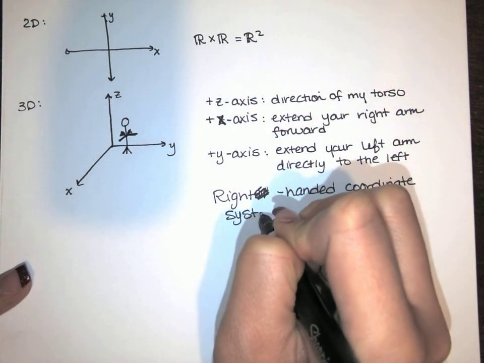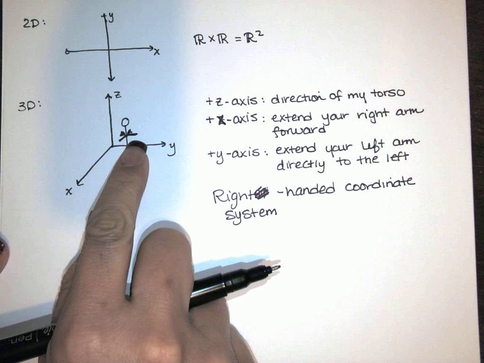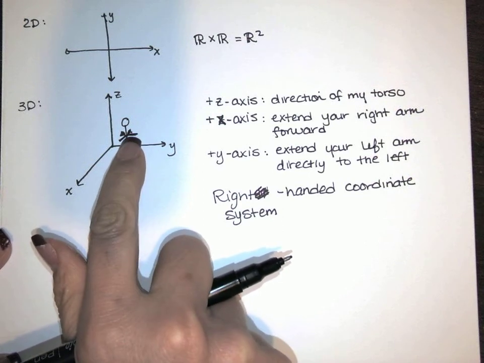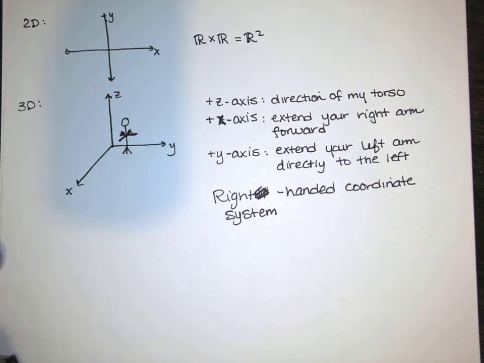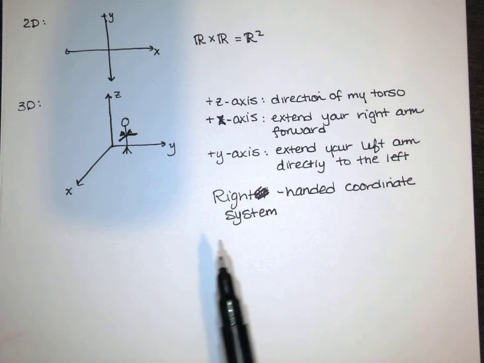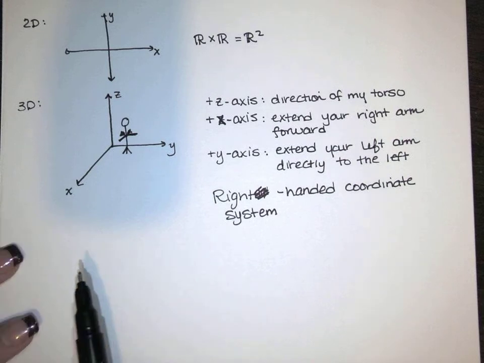Now we could have done it the other way around. I could have put my left arm forward and my right arm to my right. That's a left-handed coordinate system. We're not going to look at left-handed coordinate systems in this class though. Most of the science and the physics and the math is all done in this right-handed coordinate system.